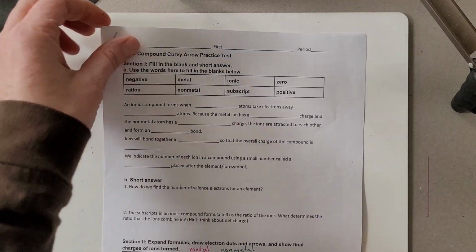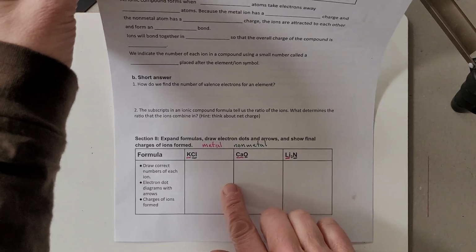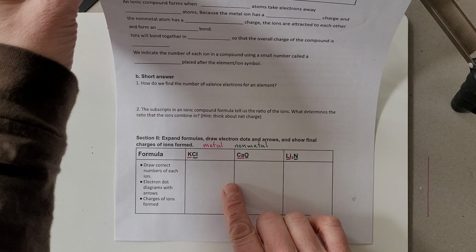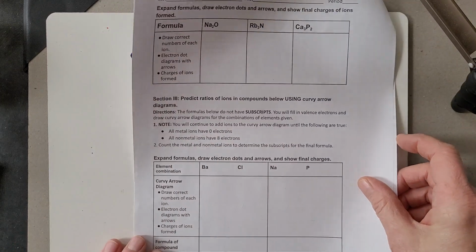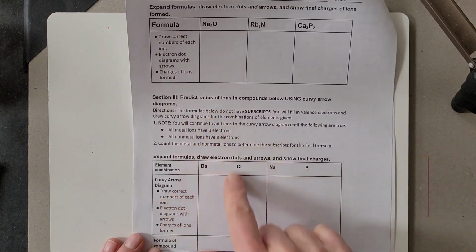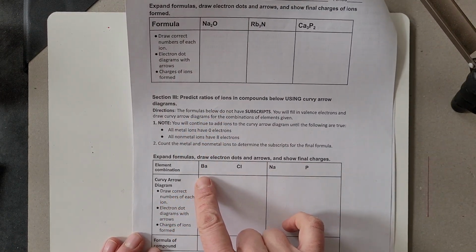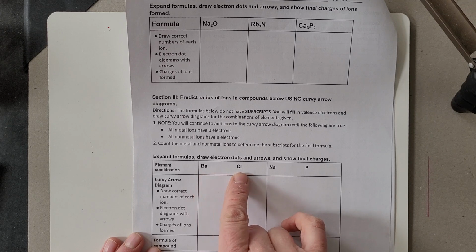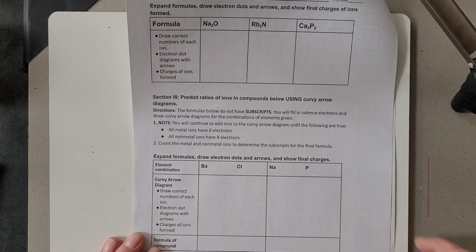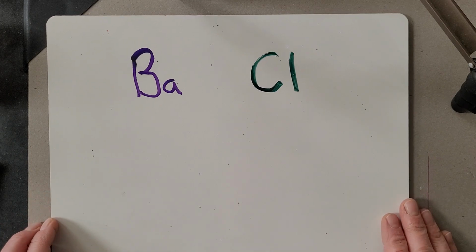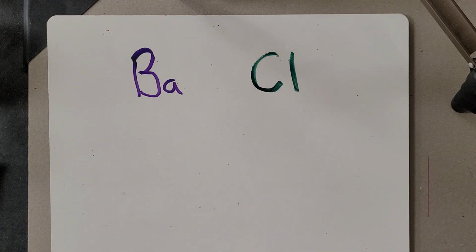In the basic video, we went over how to do the diagrams when I give you the formula. Now we're going to go over how to do the diagrams when I'm asking you to predict the formula, which is on the back of the first page. So here you'll see that I just give you the two elements involved, and you're going to have to figure out the charges of the ions they will form and the ratio they combine in. So the first combination we have is barium and chlorine.